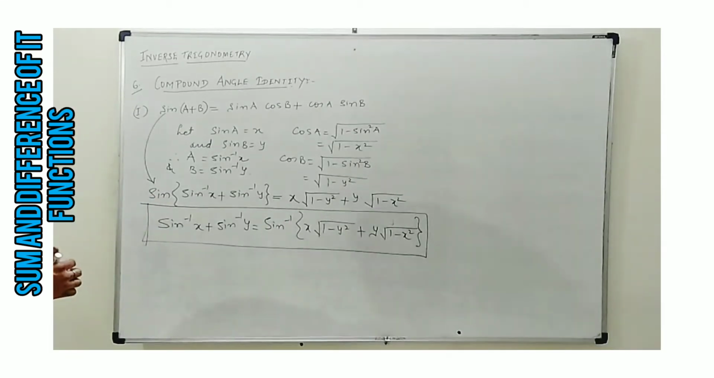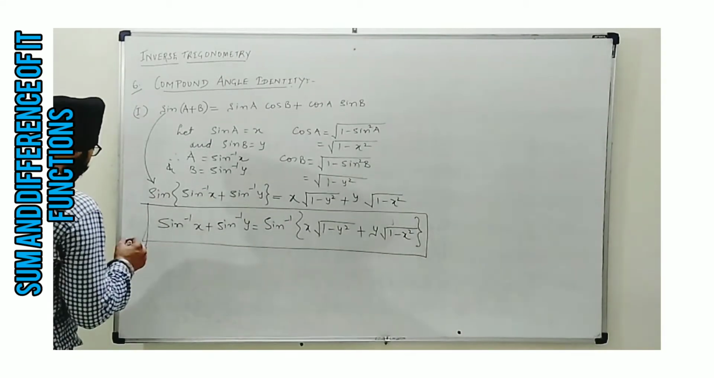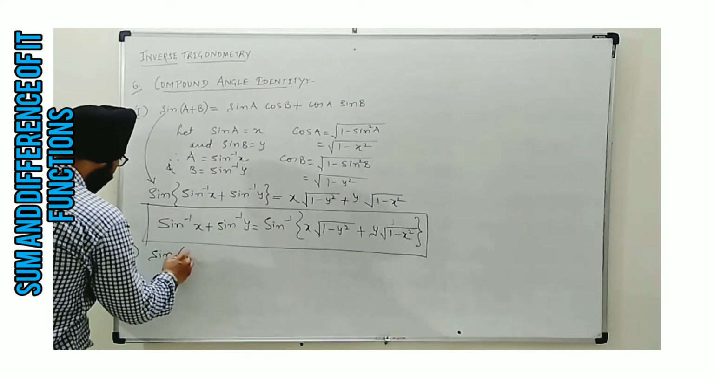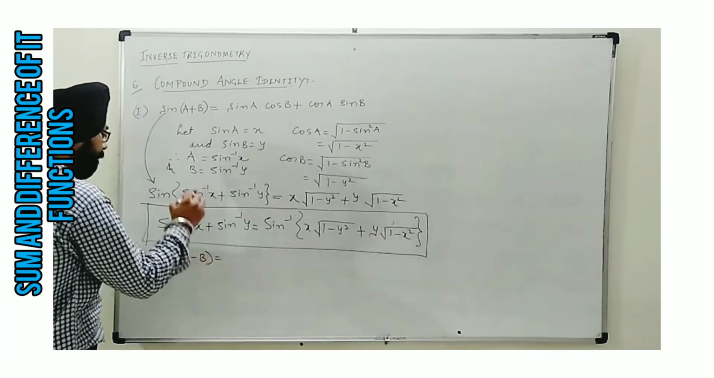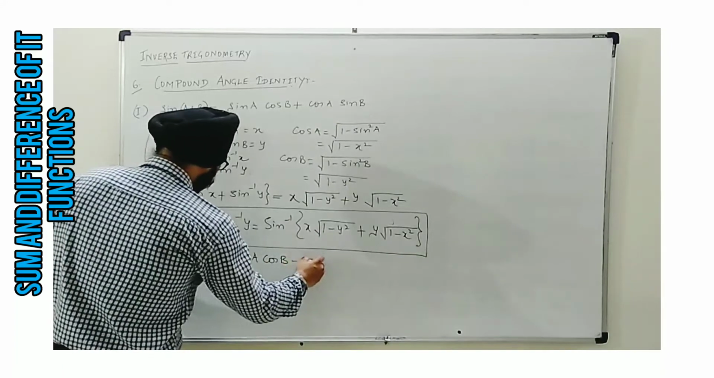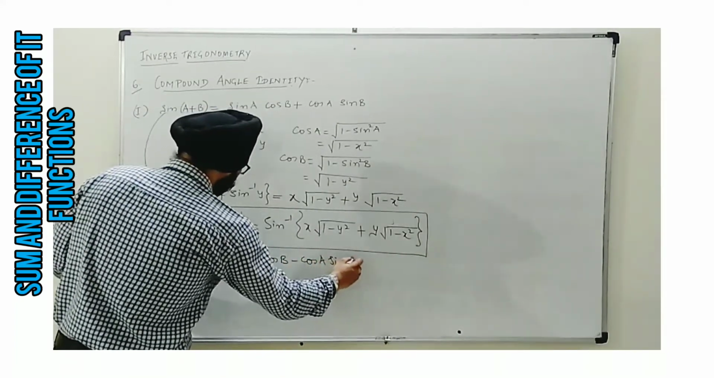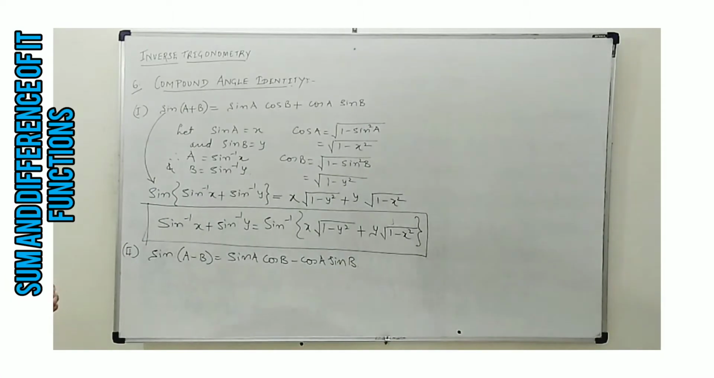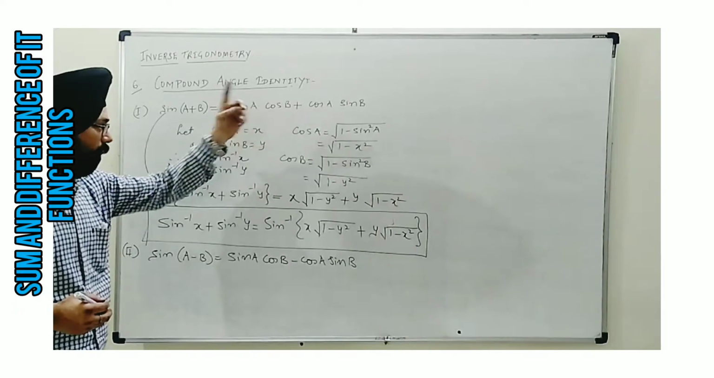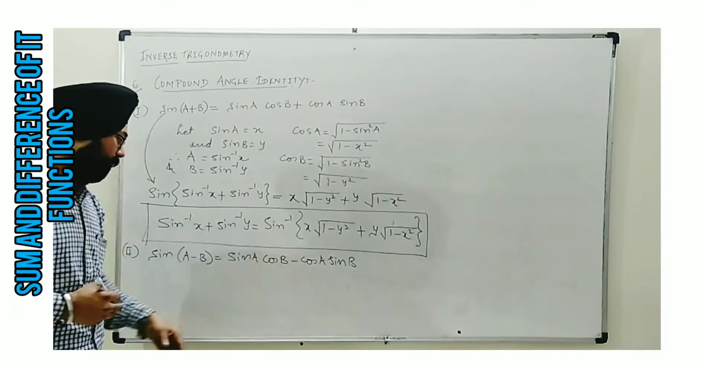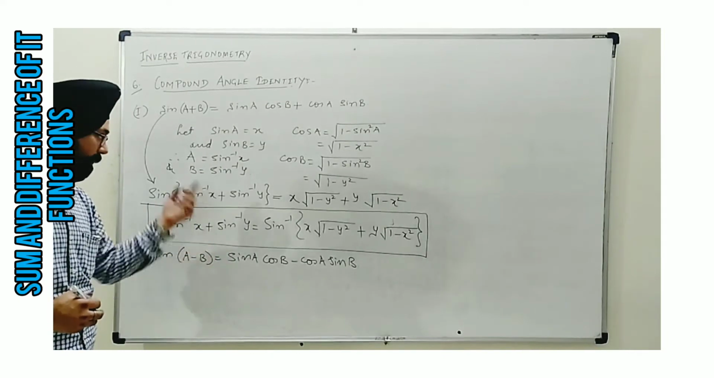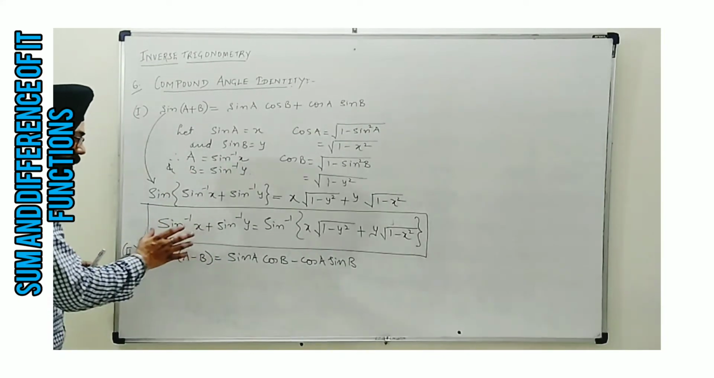Okay, now the second one, sine A minus B. This is sine A cos B minus cos A sine B. Now if we compare, the only change from the first identity is the sign. It was plus, so here it is minus. Similarly, we will do the proof in the same way, and the only change we will find is in the sign.